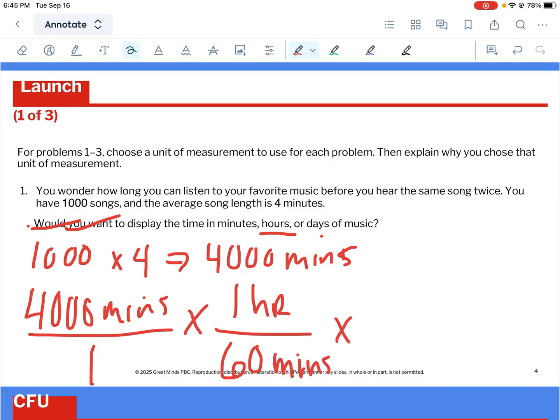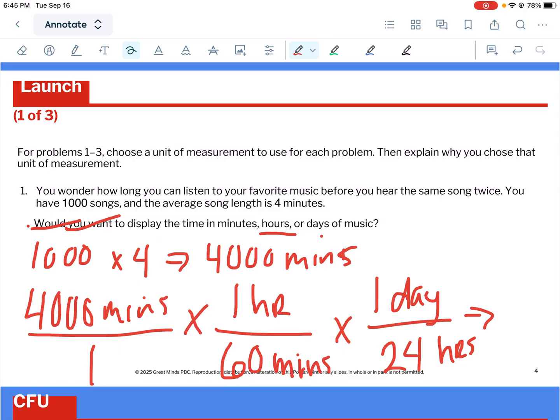Okay, but we're not stopping at hours, we're getting to days. So that raises the question, how many hours is in one day? There's 24 hours in one day. One day is where we're trying to get to, so we're going to put that on top. There's 24 hours in the day, so that's going on the bottom. All right.